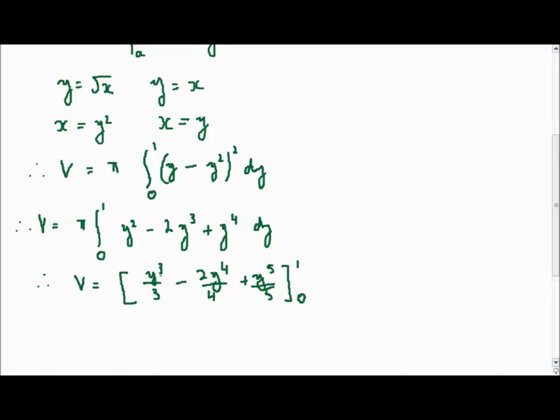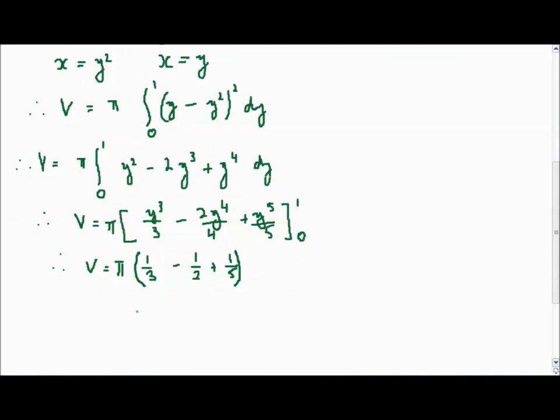So y squared goes to y cubed on 3. Here it's going to be 2y to the power of 4 on 4. Now I realise that can be simplified to just y to the power of 4 on 2, but I'm leaving it there so you can see where everything comes from. And this one's simply y to the power of 5 on 5. Now what we need to do is substitute our boundaries in. This one's going to be easy, isn't it?